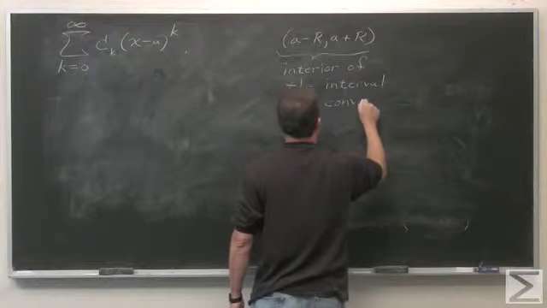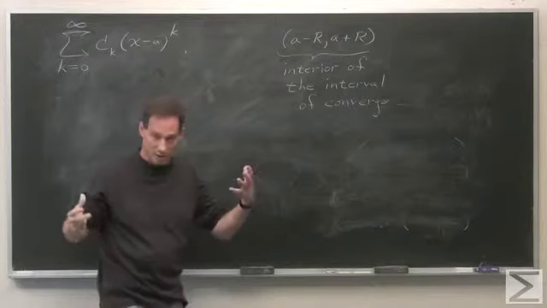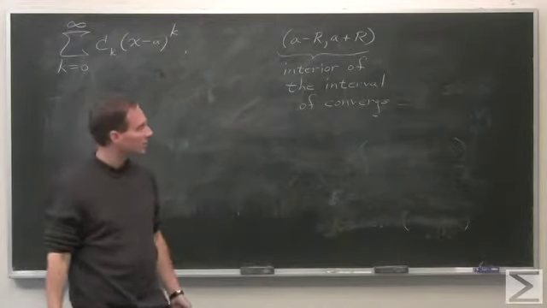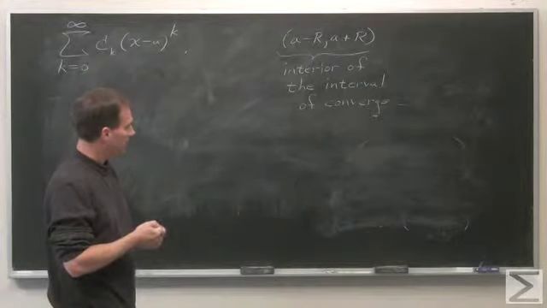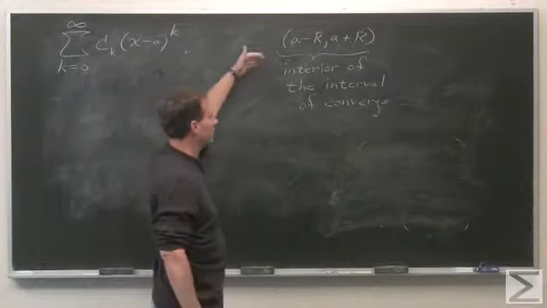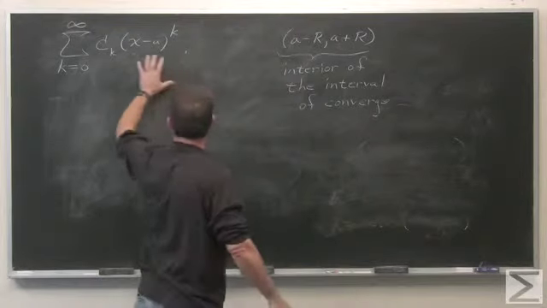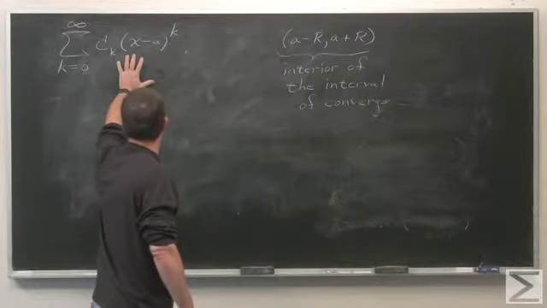If r is 0, there's nothing in it. So this open interval is the interior. Interior of an interval means don't include the endpoints. If capital R is 0, this interior is empty. But aside from that, it's some open interval on which this power series converges.